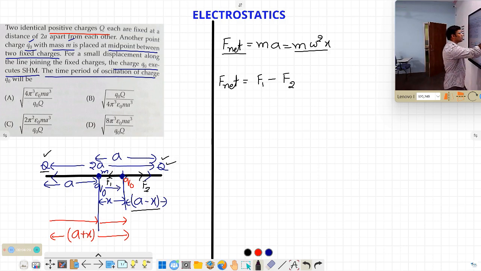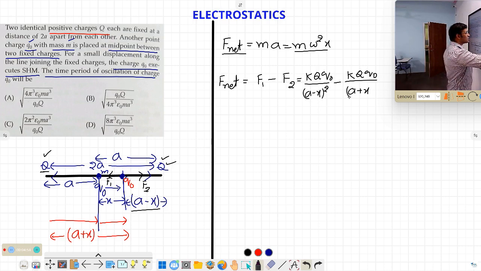If you take the F1 formula, I can write it as K, nothing but 1 by 4 pi epsilon naught. I am writing it as K into capital Q small q naught by the square of the distance between them, that is (A minus X) whole square, minus the second force due to the second charge, that is K into capital Q small q naught by the distance. What is the distance? (A plus X) whole square. Now we have to solve this one to get the relation.